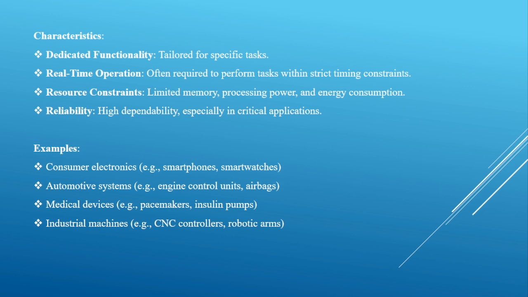Examples are found in consumer electronics, for example smartphones and smartwatches; in automotive systems, for example the engine control unit and airbags; in medical devices, for example pacemakers, insulin pumps, etc. And in industrial machines, embedded systems can be used in CNC controllers or robotic arms.